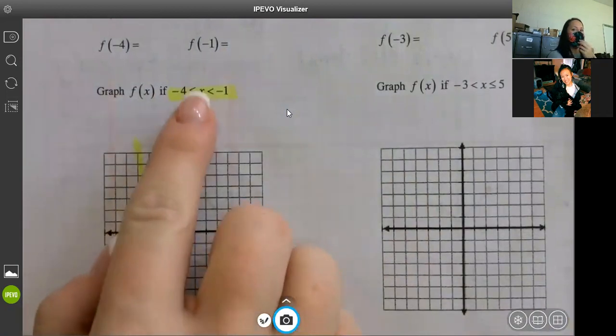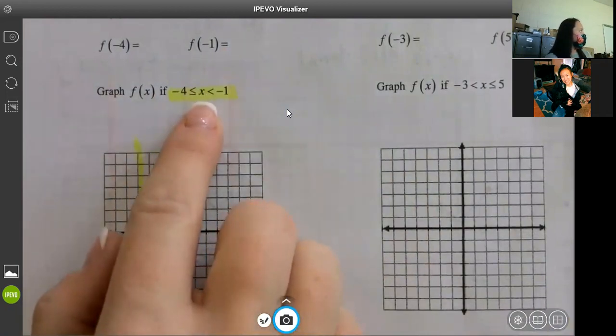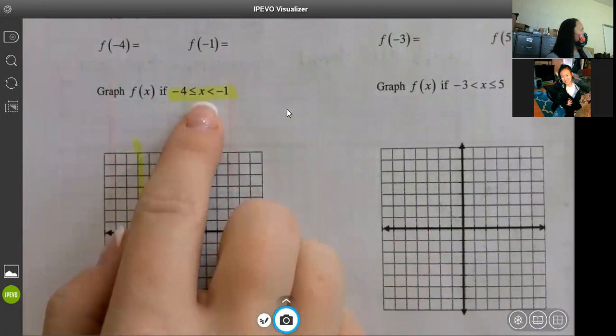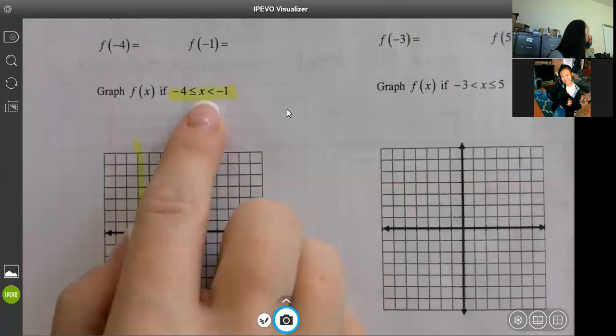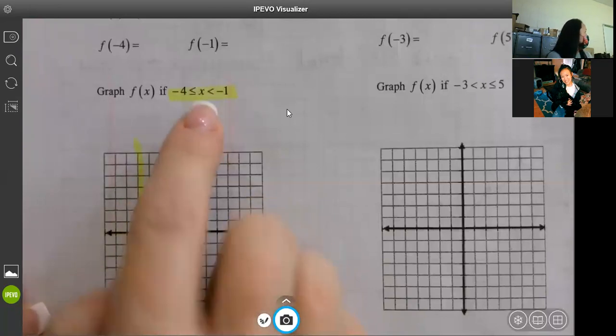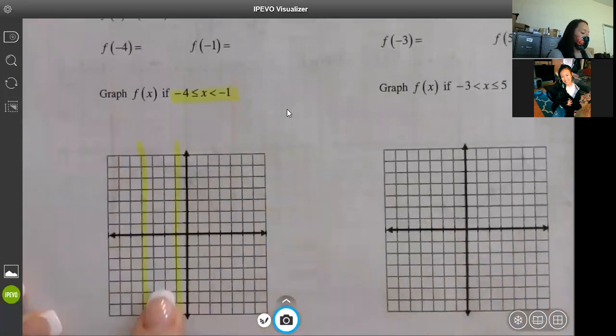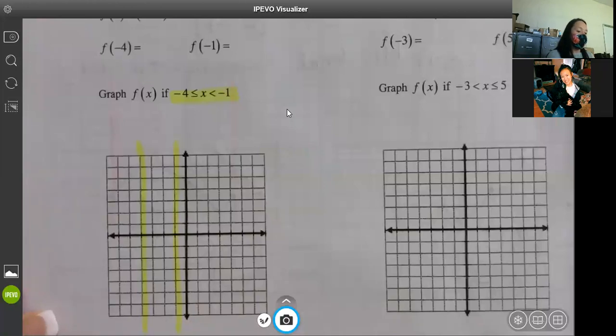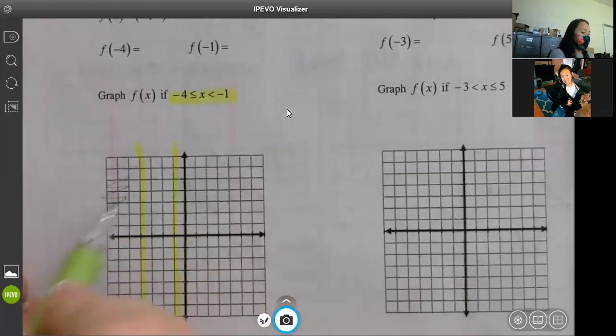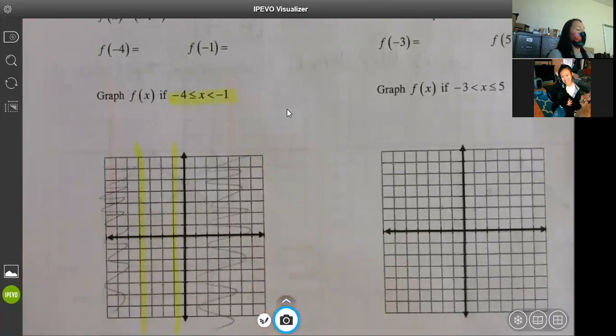Tell me what this actually says. What does it tell you about x? Zoomers, you can answer too. Right, so x is in between them, right? So if x is between, what do you think the graph is going to be? It's going to be in the middle. So we're actually graphing in the middle right here, okay? So x is between, the graph is between. So we're not graphing over here, and we're not graphing over here. We're graphing between -4 and -1, all right?